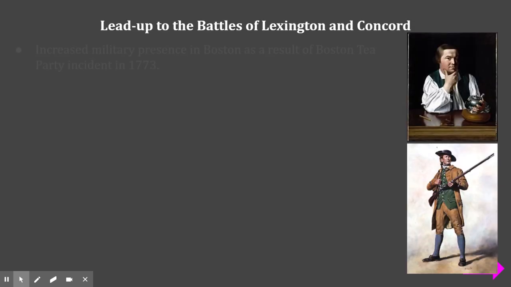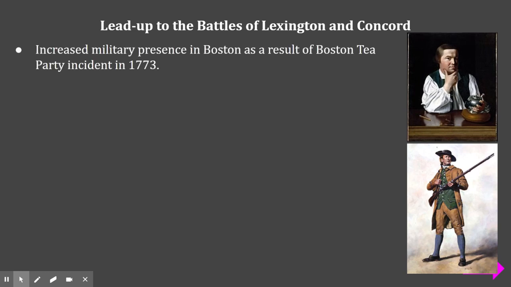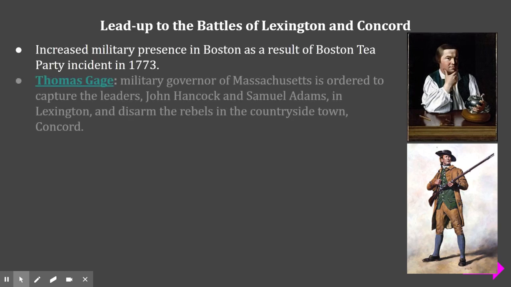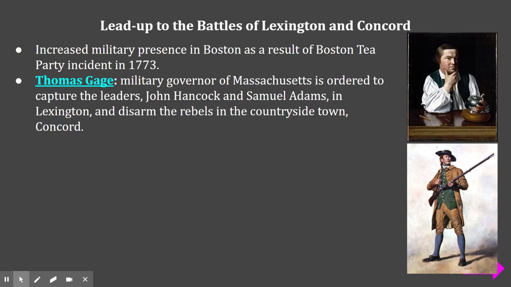Leading up to the battles of Lexington and Concord, there was increased military presence in Boston as a result of the Boston Tea Party, and Thomas Gage was the military governor of Massachusetts, sent in order to capture the leaders, John Hancock and Sam Adams, in Lexington and disarm the rebels in the countryside town of Concord. So he's pretty much the guy that's in charge of the British.